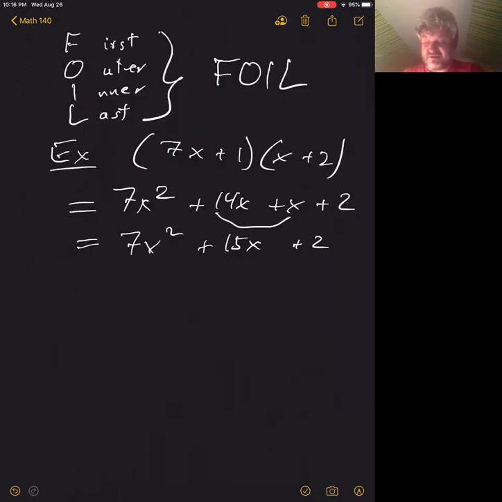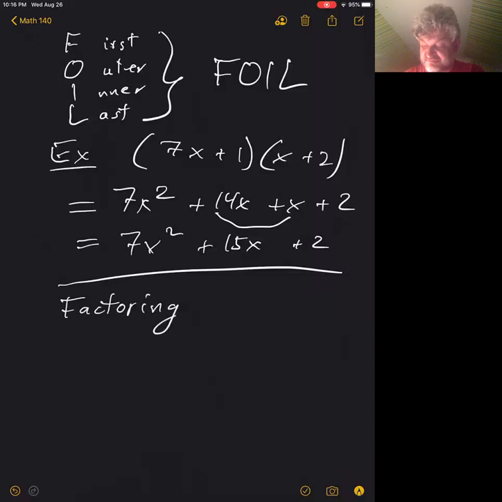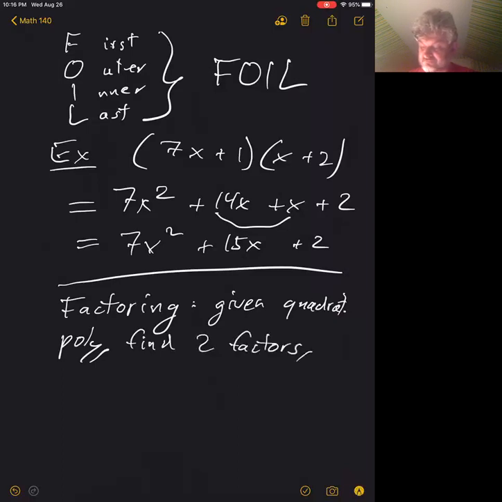We want to factor a given quadratic polynomial, which is the other way around. Find two factors if they exist. Sometimes it's not even possible.